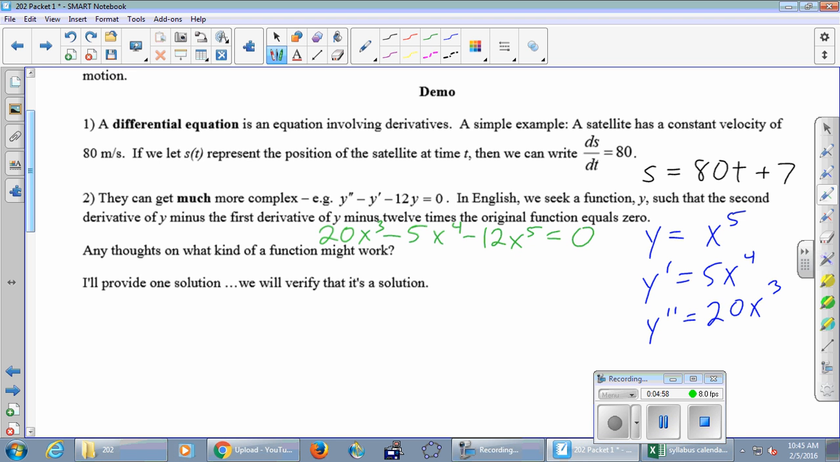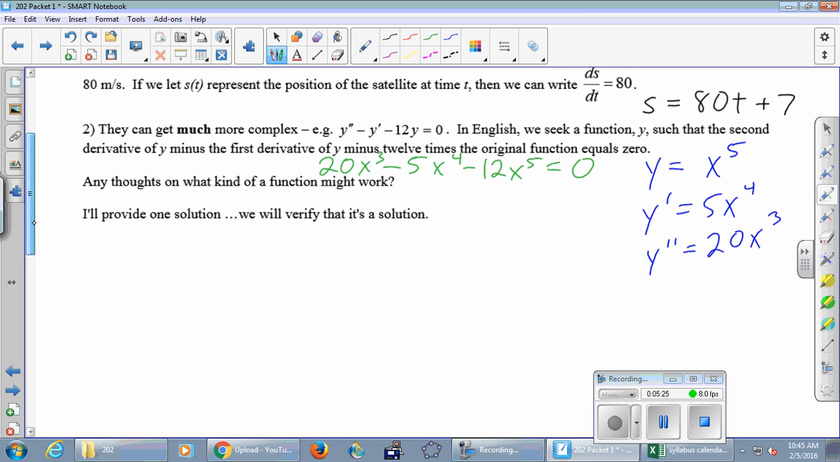It's true for some x's, but that's not what it means. It means this y double prime equation is supposed to be true all the time, and it wasn't, which means x to the fifth was not the winner. So in English, this is saying, find me a function so that when you take its second derivative and subtract its first derivative and subtract 12 times the original function, you get 0 all the time. It's a lot more complicated than the equation we saw before.